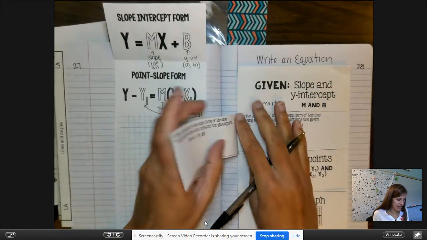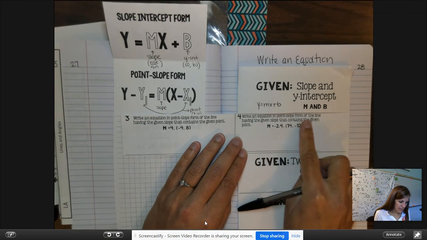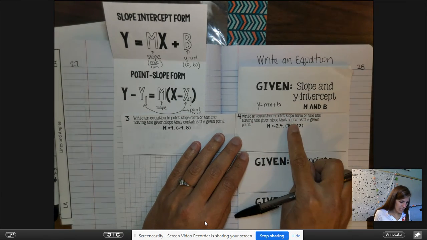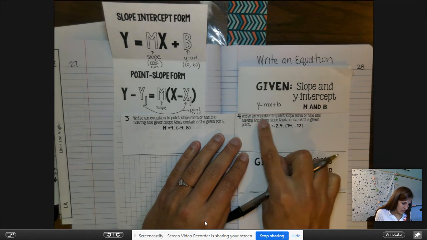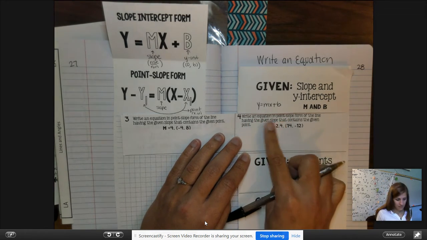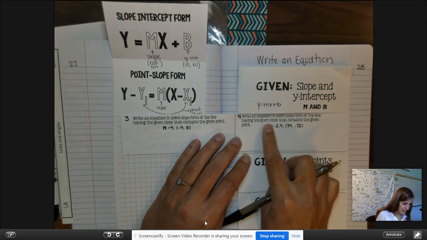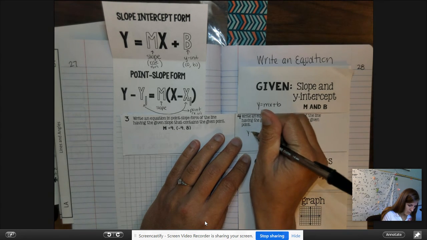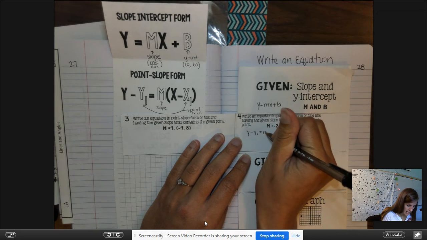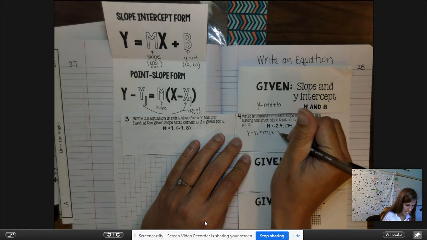Okay, so if we try that out, write an equation in point-slope form of the line having the given slope. Oh, they even tell me to. Look at that. Write an equation, but even if they don't, I would still do it. So point-slope form of the given line having a given slope and contains the point. So we're going to write it y minus y sub 1 equals m(x minus x sub 1).